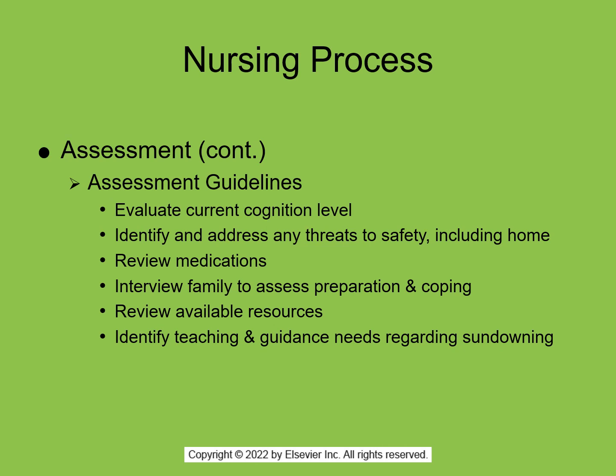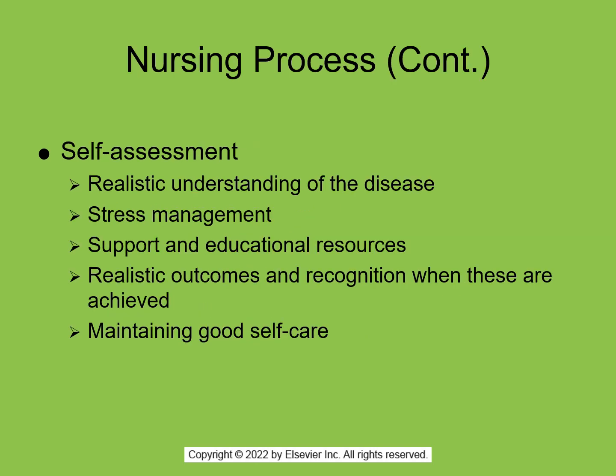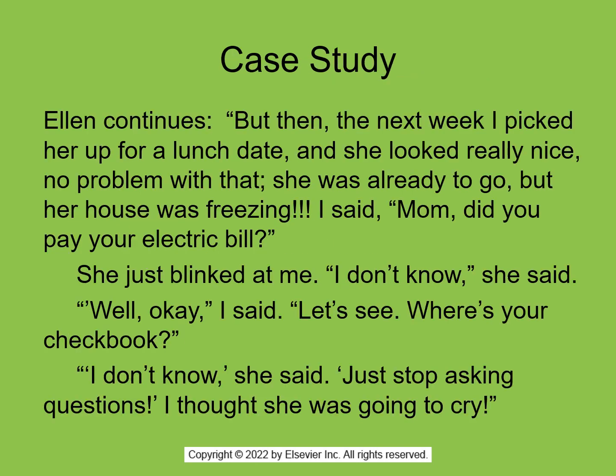Okay, teaching and guiding regarding sundowning. Again, they get real confused as the night time comes. This is sometimes when they start getting agitated, and they have a tendency to wander off. So we have to make sure to set realistic goals for these clients. They may need stress management counseling. Again, realistic outcomes. Then we want to make sure that these clients maintain good self-care.